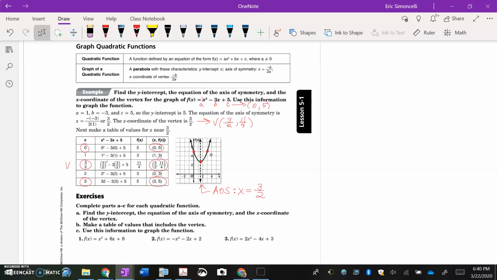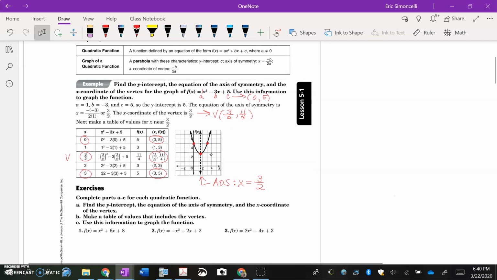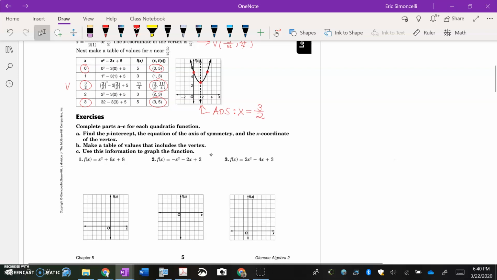Every parabola, generically speaking, takes shape as this kind of U-shaped curve. It doesn't necessarily have to open up. We'll also see parabolas that open down. Let's take a look at an example. We'll do problem number 1.